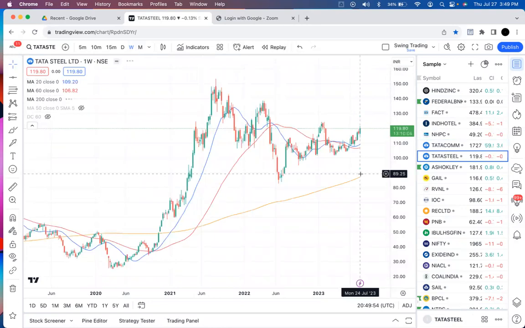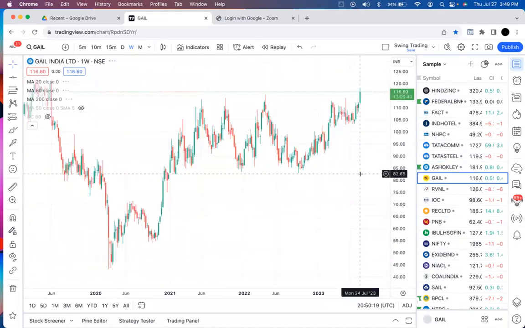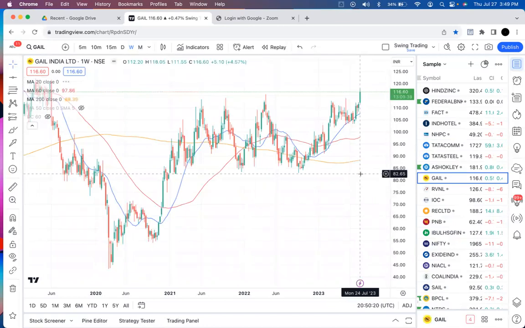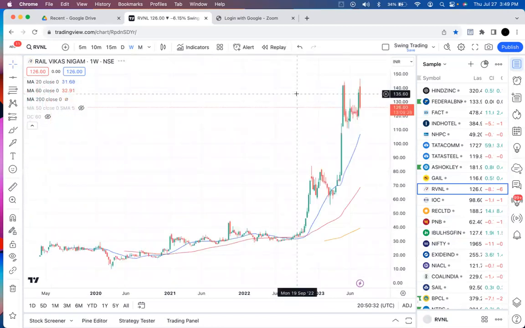Tata Steel. All right. The 20 is so close to the 60, so it's not looking that good, but it's still there practically, or I should say, technically, it's there. Ashok Leyland, again, very close, but technically it's there. The 20 is above the 60, but let's see how it does as it fights with the all-time high. Gale is fairly in a good pattern, although it's been sideways for some time now. Okay, let's see. It looks like it has broken over that resistance. Okay, it's broken over that resistance very recently.